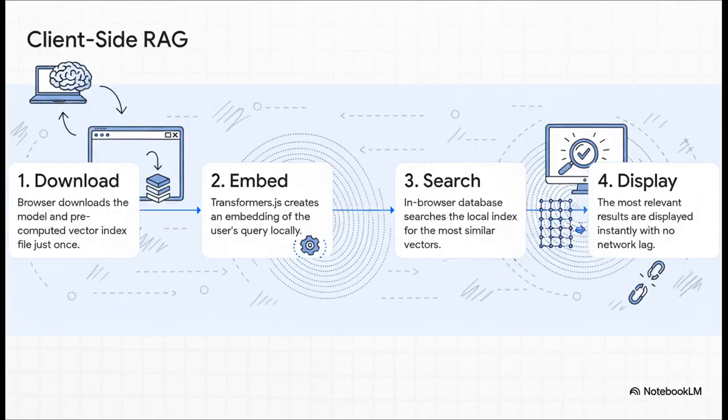So look how beautifully simple this whole process becomes. Step 1, the browser downloads the model and the search index. This only has to happen once. Step 2, the user types something. Transformers.js makes the embedding right there on their machine. Step 3, the in-browser database does a local search. And step 4, the results pop up instantly. No servers, no network lag, just boom.